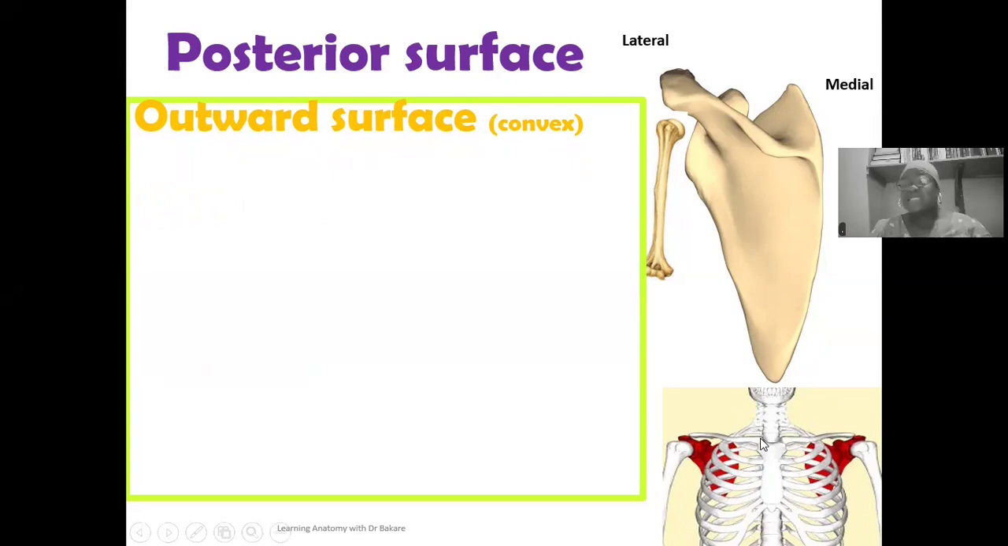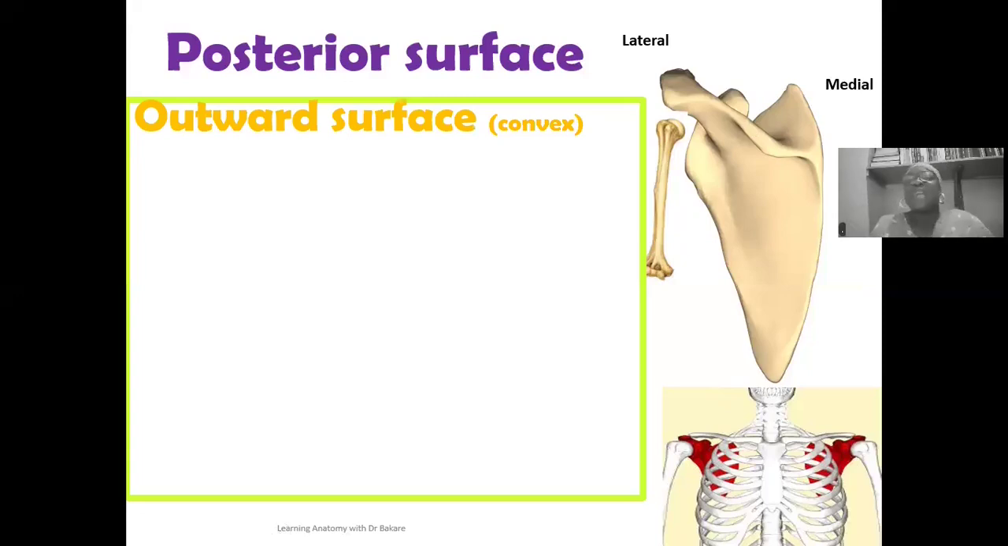Remember, we said that this structure that is highlighted in red is the scapula. We already described the costal surface or the anterior surface. So behind this surface, at the posterior region, is where we have the posterior surface. And if you try to view this posterior surface, this upper image is the kind of presentation that you see. You see that it presents a convex alignment.